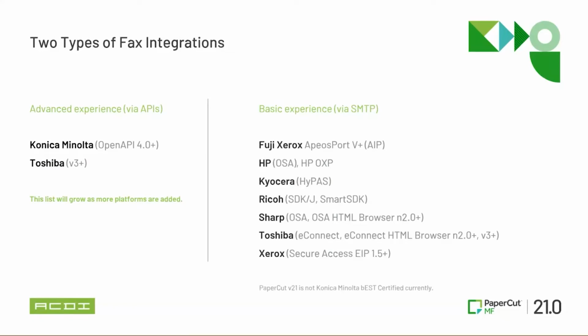Now, you'll see that footnote at the bottom. PaperCut version 21 is not Konica Minolta Best Certified currently. That is being processed right now. So feel good that Best Certification is happening now. Once that stamp gets put on there, we're rocking and rolling. We're good to go with Konica Minolta in version 21 out the gate. We've tested it and installed it in-house just to see how it operates, and it works great, but we want to get that stamp of approval, make sure it passes through, and it's fully supported end-to-end.